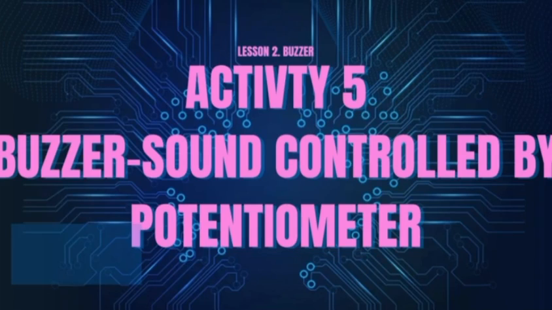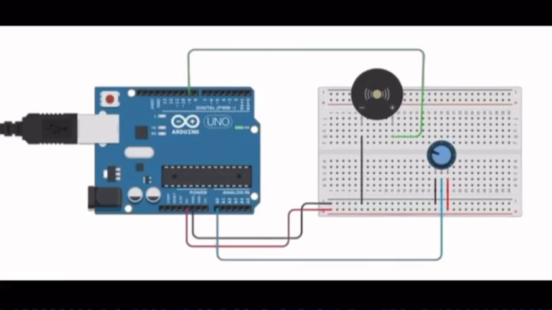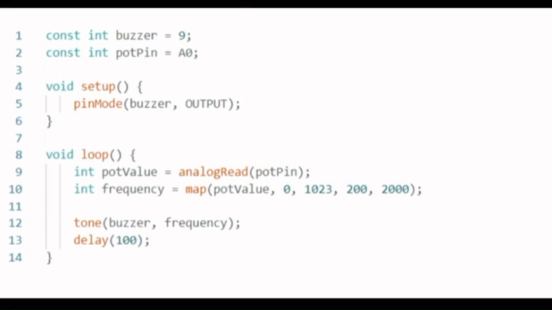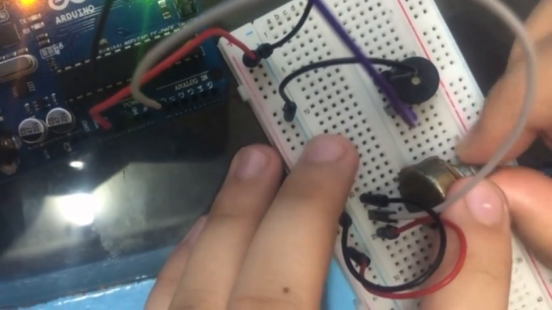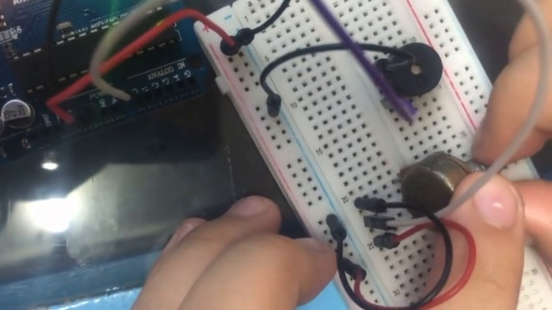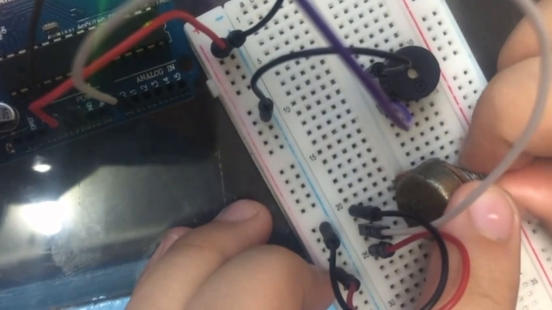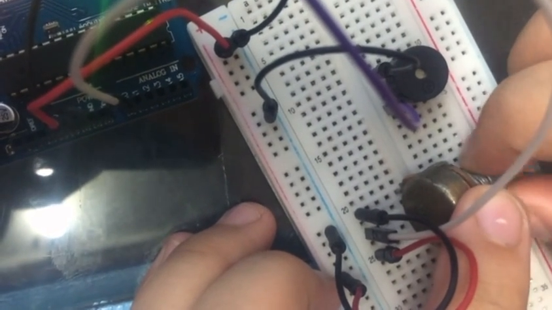Here, the potentiometer outer legs are connected to 5V and GND, while the middle leg goes to A0. The buzzer still connects to pin 9 and GND. Turning the potentiometer changes the pitch of the buzzer, allowing manual control over the sound frequency.